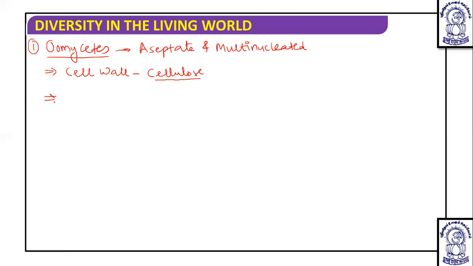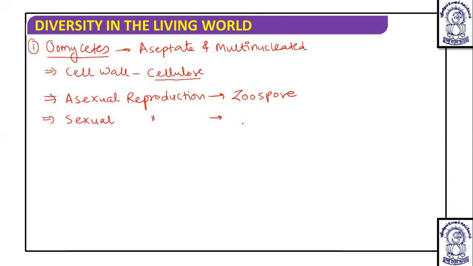Apart from this, we will come to know that there is a different type of reproduction, and in reproduction also there is asexual reproduction and sexual reproduction. When we talk about asexual reproduction in case of oomycetes, this asexual reproduction occurs by formation of zoospores. Whereas sexual reproduction occurs by gametangial contact.